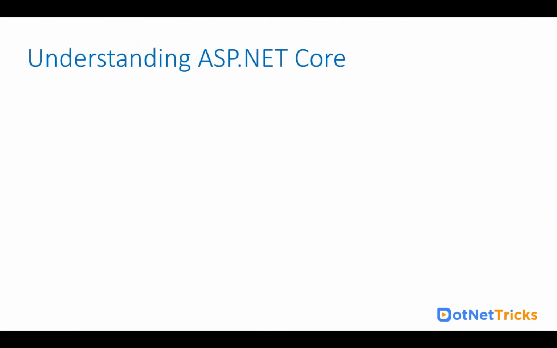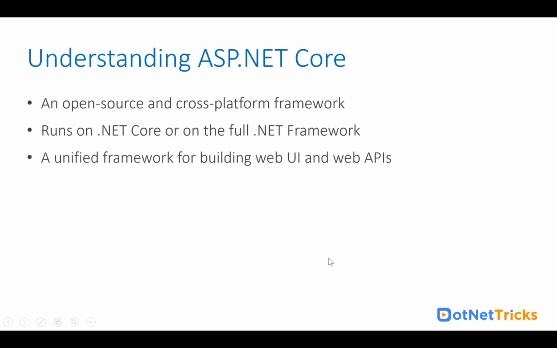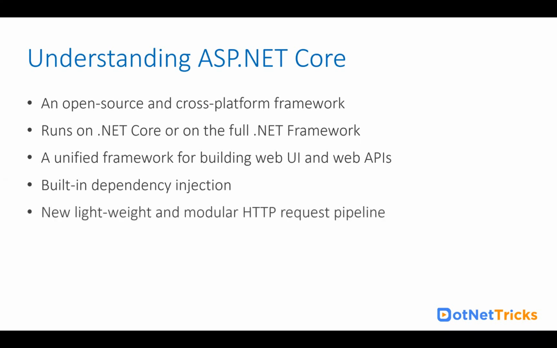If you are looking into the ASP.NET Core application, it's an open source cross-platform framework. It runs on top of .NET Core and even on top of the full .NET Framework. And it is a unified framework for building the UI and the APIs. It has built-in dependency injection. In ASP.NET MVC 5, we don't have built-in DI, but here we have. It has a new, lightweight, and modular HTTP request pipeline. It ships entirely as NuGet packages. So with the help of NuGet packages, you can download ASP.NET Core.